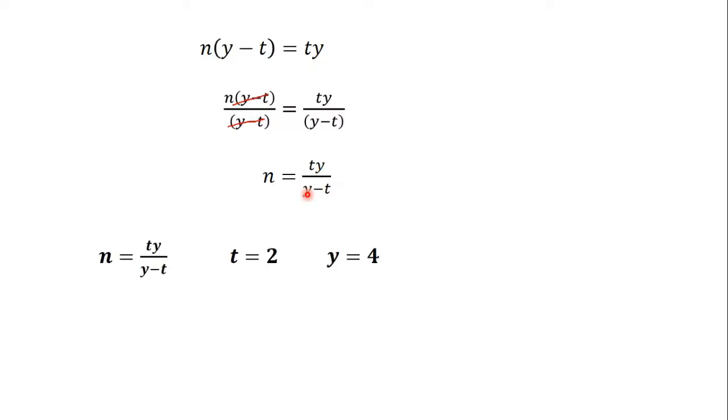It said that we should find n when t is equal to 2 and y is equal to 4. We have been able to make n the subject, so all we need to do is to substitute these two values into the new equation. Where we see t, we will replace it with 2. Where we see y, we will replace it with 4. So this is going to give us n is equal to 2 times 4 divided by 4 minus 2, and this will give us n to be equal to 4.